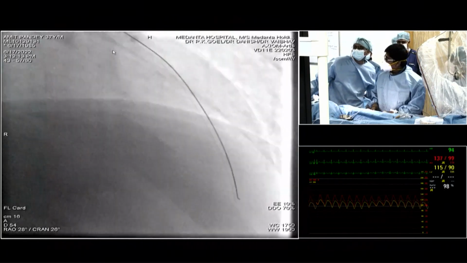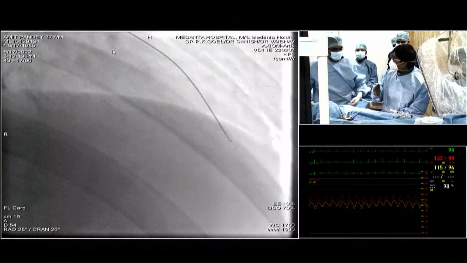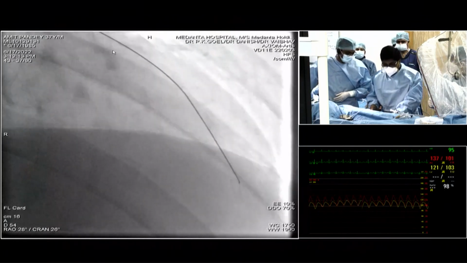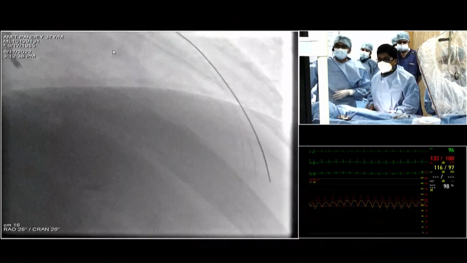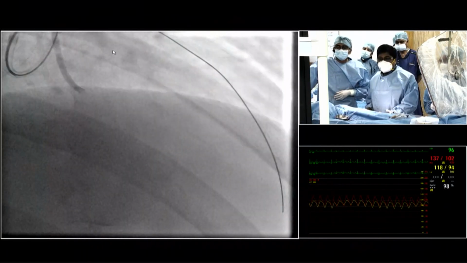Yes. We have to go, one minute. Dr. Goel, we're going to stay with you for a minute. Thank you so much. Actually, I have crossed it successfully. Yes. Just show the right injection, please. Come on.